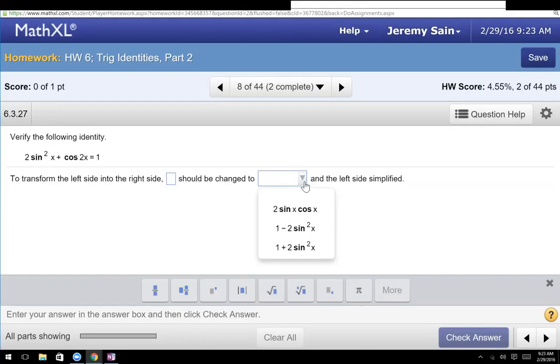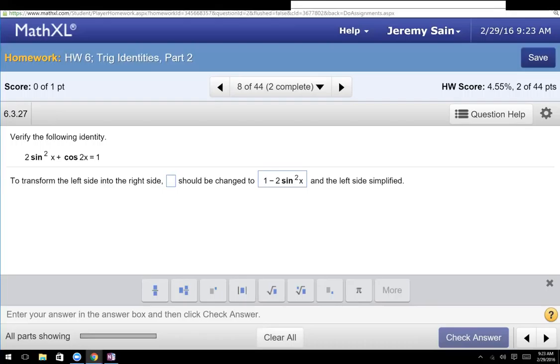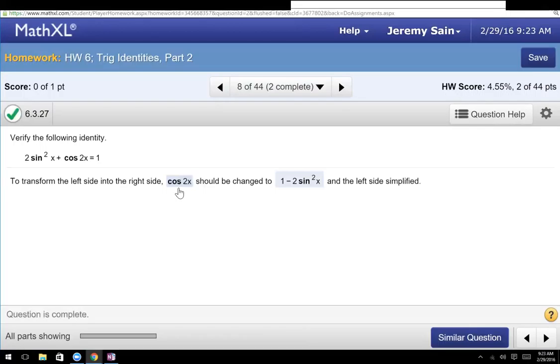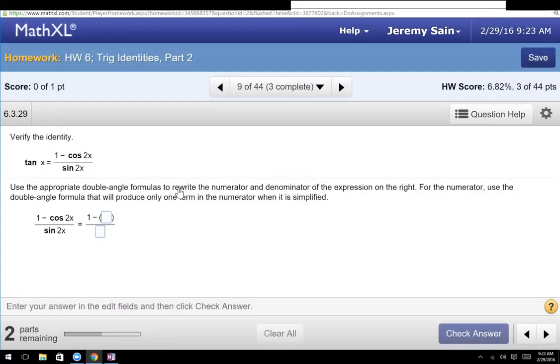That's for sine 2 theta. Do we have sine 2 theta in the... no, we have cosine 2 theta. So it would be 1 minus. So first we're going to change the cosine 2x into 1 minus sine squared x. And that's really all it is. Once you do that, then you combine like terms.